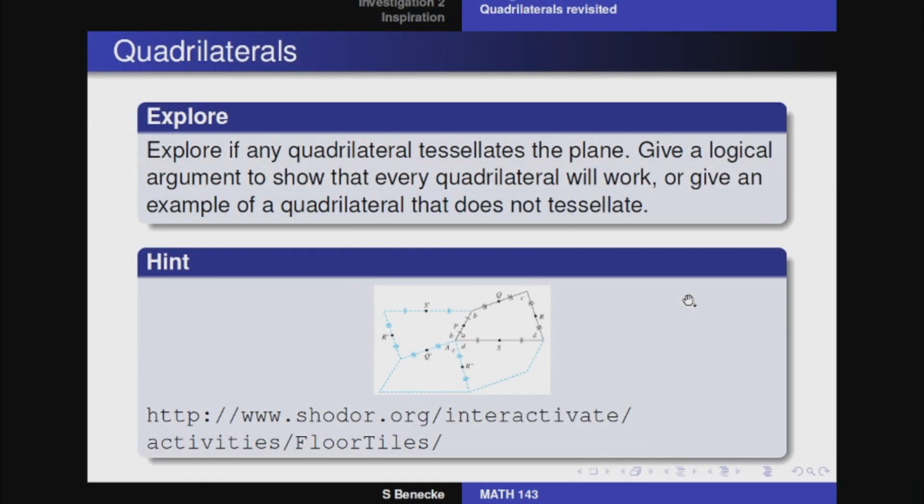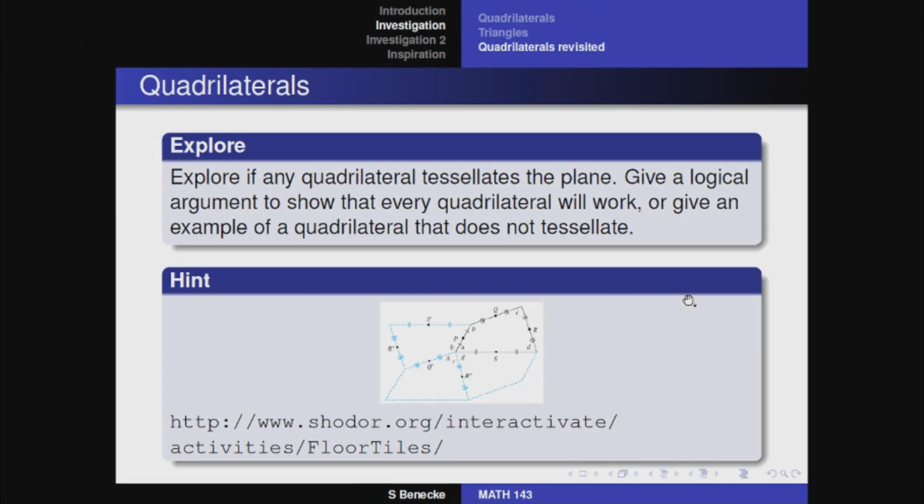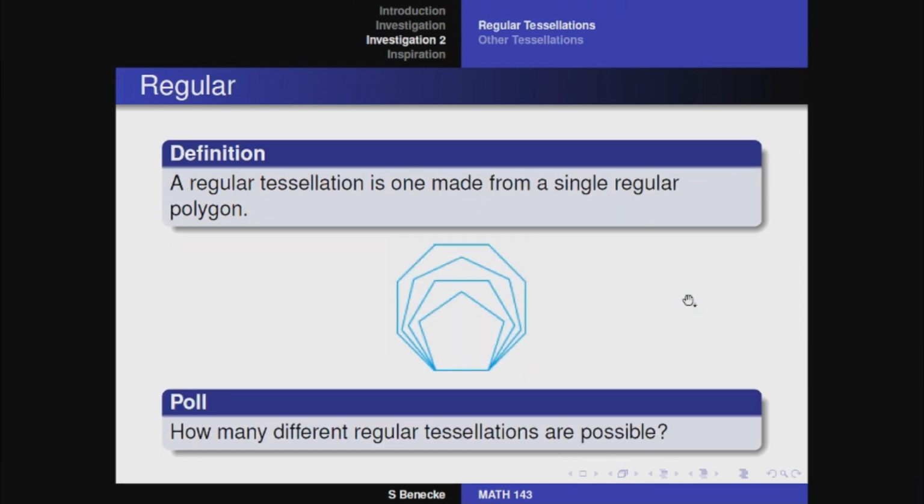Is that zoomed out enough? I think that was. Now, let's make it simpler in another way. Okay, so any four-sided shape is going to work, but there's still a lot of variety within that. If we're going to make it bigger, we need to make the structure a little bit more specific to get a handle on this. So let's only look at regular polygons.